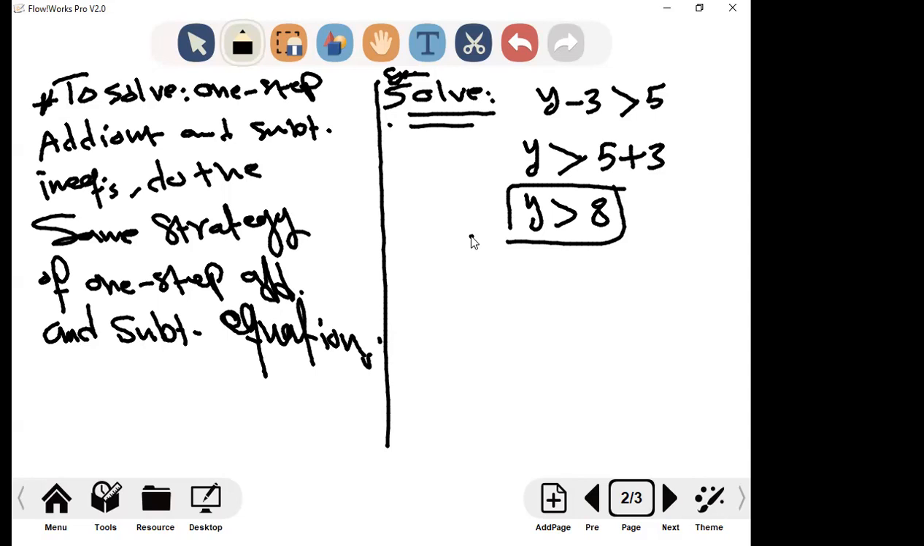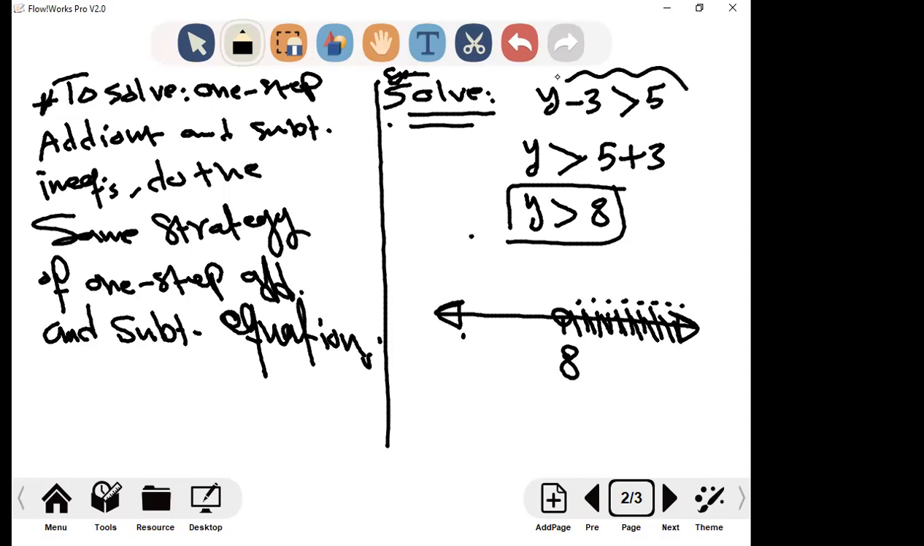We need to graph the solution. How we graph it? By using the number line. 8, y, we read it. Y more than 8. So I will go to the left, to the right, sorry. And here I make open circle because we have no equal sign. What's this mean? This means all the numbers here are solutions for this inequality.